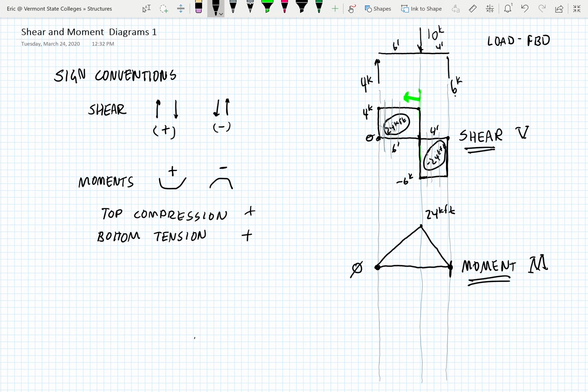And we can use this to design or check the design using moment maximum or shear maximum. And it allows us to visualize the forces and the stress within the beam. We'll do more of this, but this is drawing a shear and moment diagram.